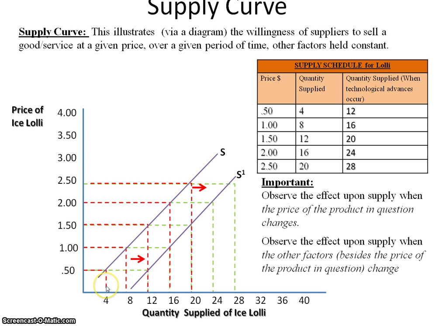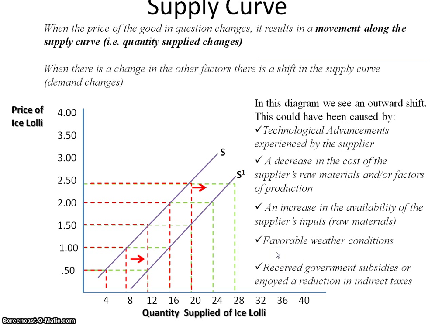But when there's a change in other factors, which we're going to discuss in a while, it is going to result in a parallel shift of your supply curve, depending upon those changes. So, let us conclude. When the price of the good in question changes, it results in a movement along the supply curve. That means the quantity supplied changes. If you look at supply curve S, at 50 cents, 4 is supplied. At 250, 20 units are supplied.